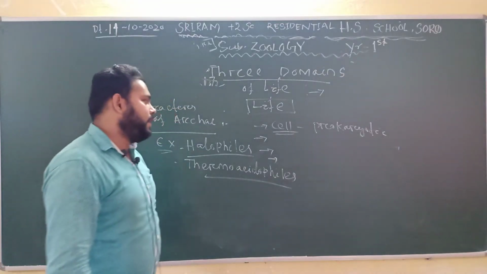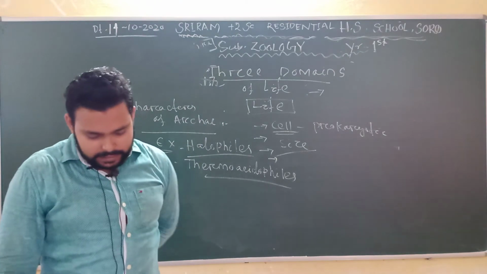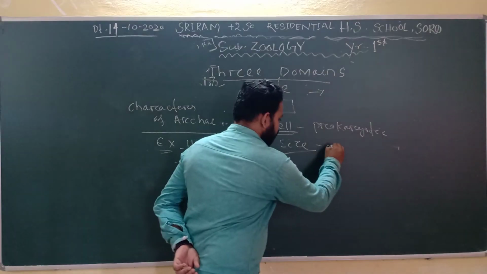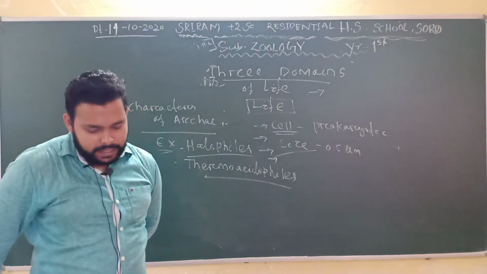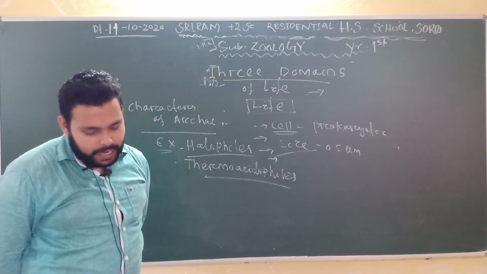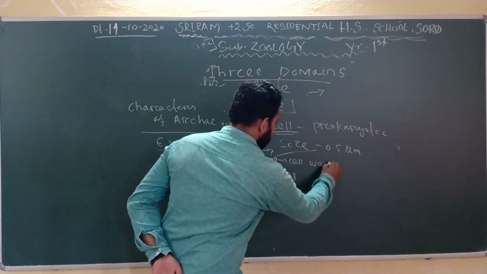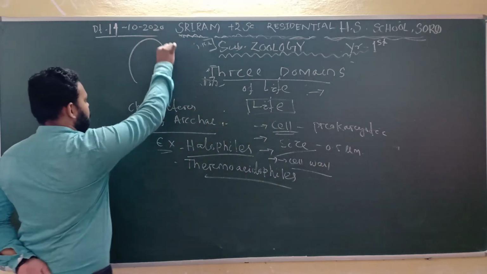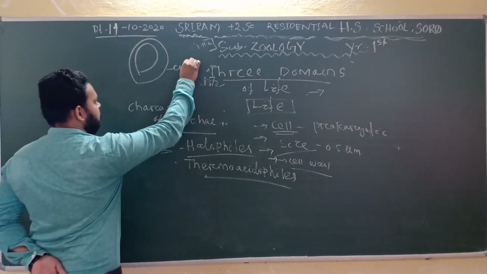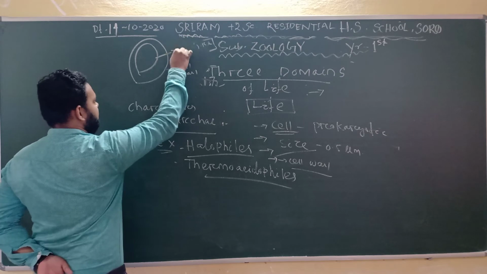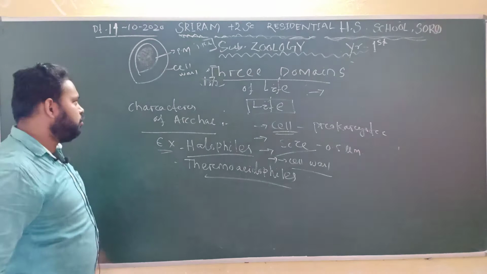Prokaryotic cells, and its cell size is 0.5 micron. This is the cell wall, this is the plasma membrane, and inside this is the protoplasm, cytoplasm, nucleus. So this is the cell wall.